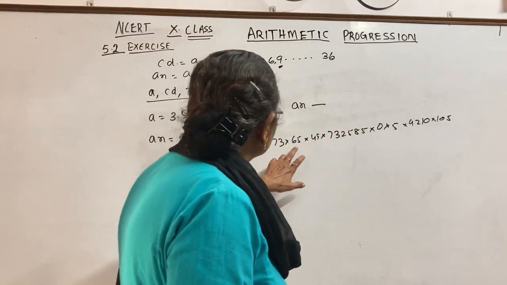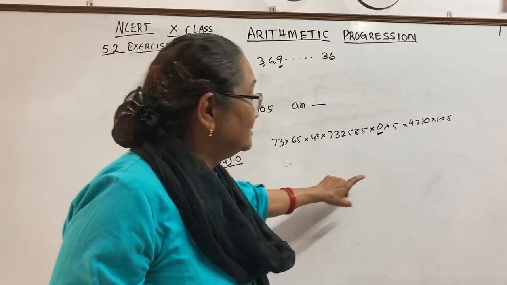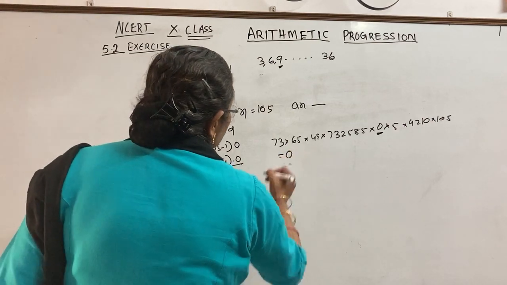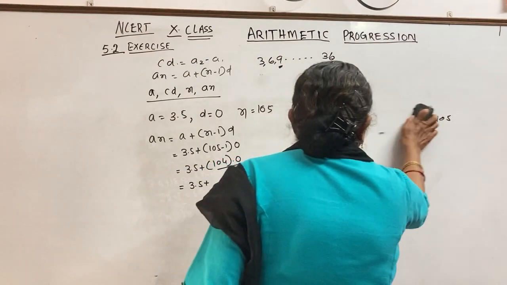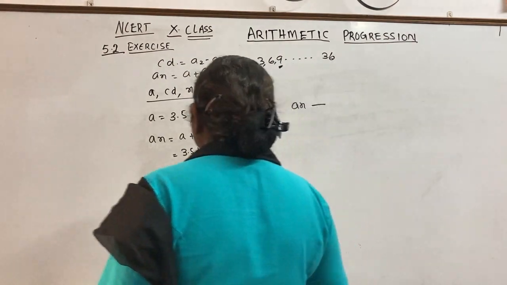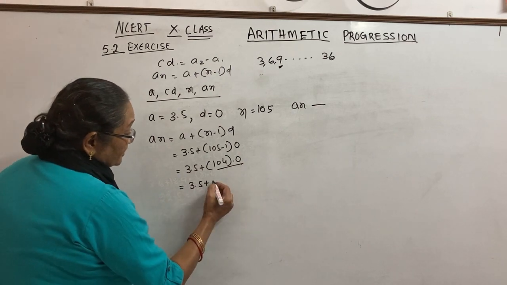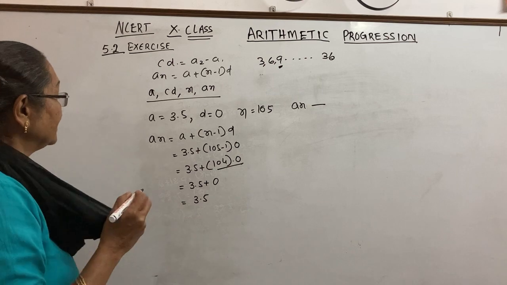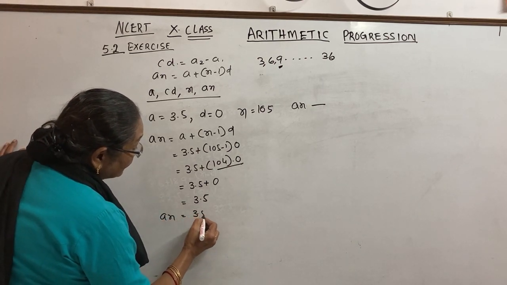So do not worry. Then you will say, oh my God, how to do such a big sum? How to multiply? It will take ages. Then you will say, oh, just you see, here is our 0. That means 0 into all these numbers is what? 0 only. The answer will come 0 only. That's why anything you multiply, the answer will be 0. So here is what? 104 into 0 is 0. That equals to 3.5. So what is our nth term? Nth term is 3.5.